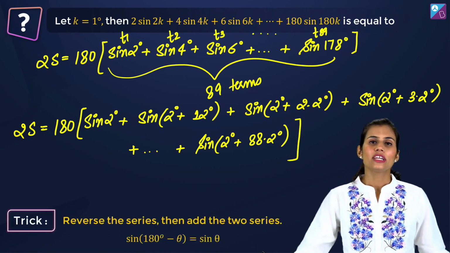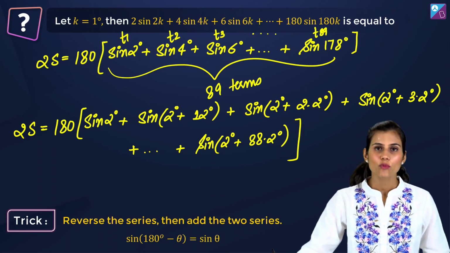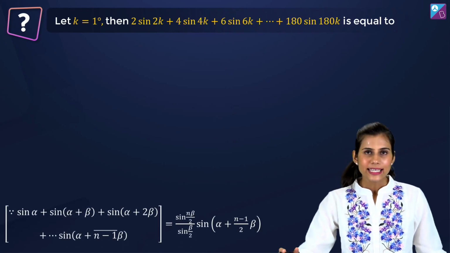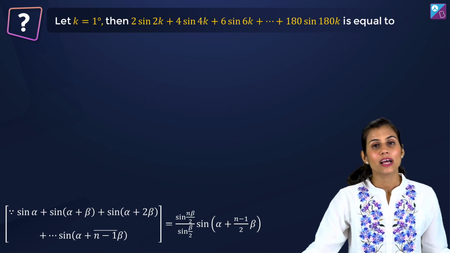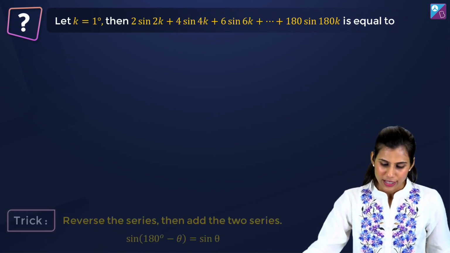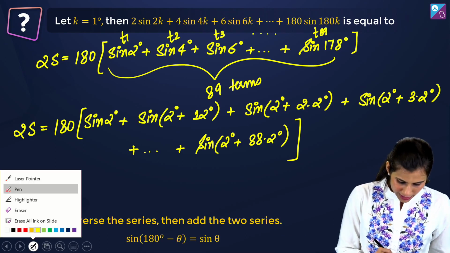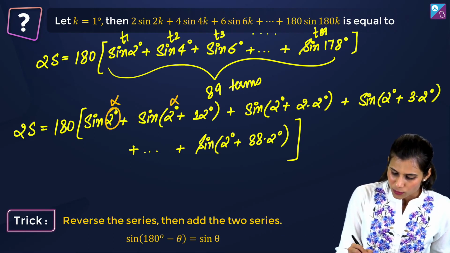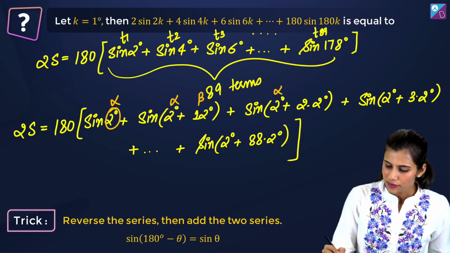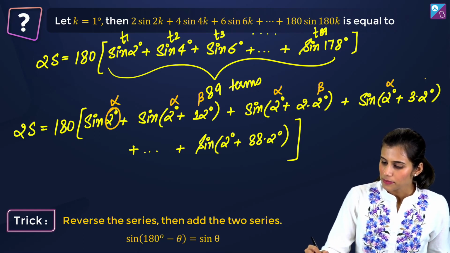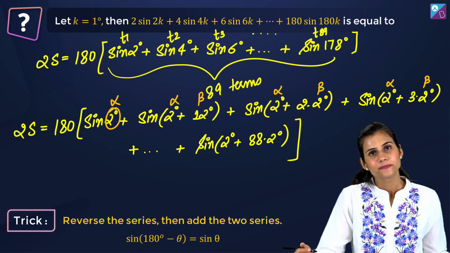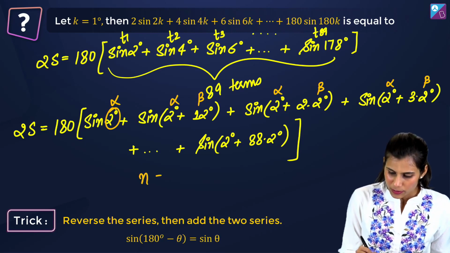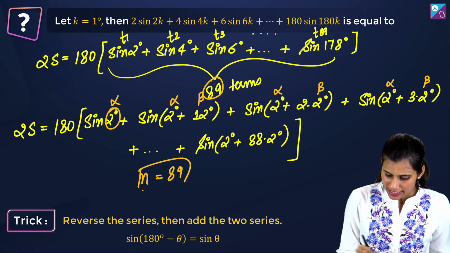Why did I rewrite my expression in this format? Because I want you to identify that over here inside the bracket you have the formation of sine alpha plus sine of alpha plus beta plus sine of alpha plus 2 beta and so on. Can you see that? You have sine of alpha, alpha is 2 degrees, sine of alpha plus 1 times beta plus sine of alpha plus 2 times beta plus sine of alpha plus 3 times beta and so on, right? How many terms are there in total? N terms, right? N terms was 89 terms, so my N is 89.